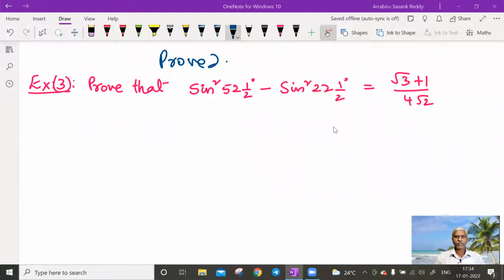Mathematics class, trigonometric ratios, part 11. Let us solve some more problems from the textbook.